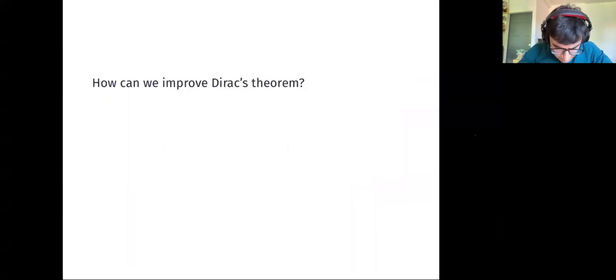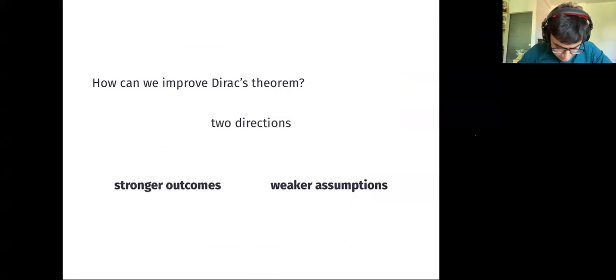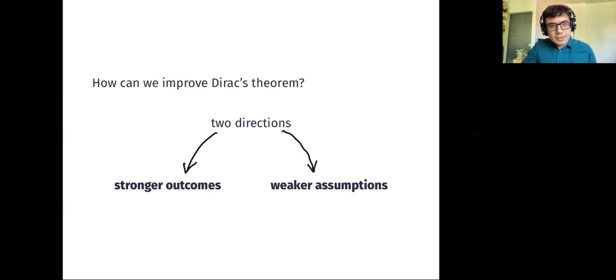So how can we improve on this theorem? We cannot decrease the minimum degree, of course. It is best possible, but there are two different ways in which we might try to improve Dirac's theorem. Maybe with a minimum degree condition I can get stronger outcomes. Maybe I can try to embed another kind of spanning graphs which are not cycles, and maybe I can try to get the same result but with weaker assumptions. We have already seen that we cannot decrease the minimum degree, but maybe not all of the vertices need to have this n/2 minimum degree or something like that.